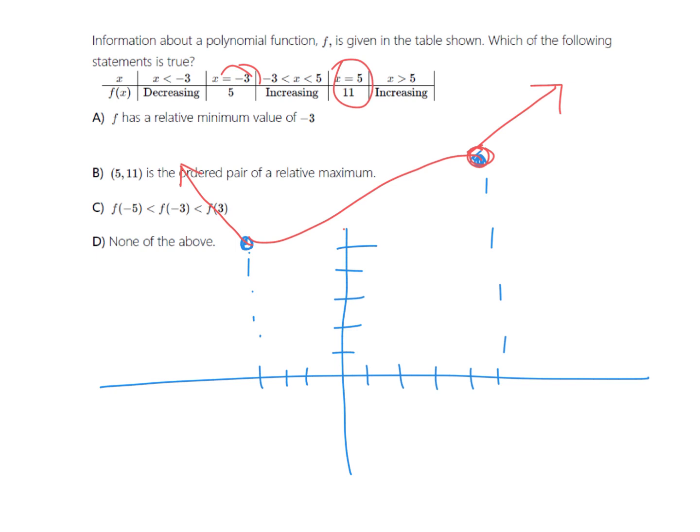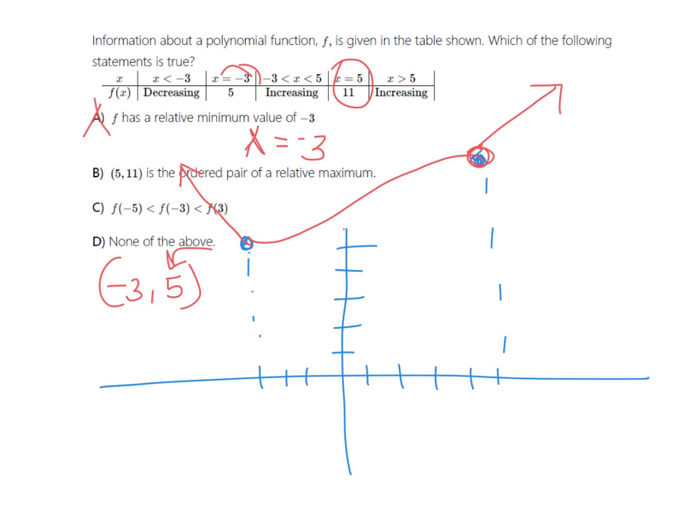Okay, now what do I know? F has a relative minimum at a minimum value of negative 3. Is that true? I think this should say at x equals negative 3. But when it says a minimum value of negative 3, that's not true, because the minimum value at this point is 5, because the coordinates are negative 3, 5. So if I was to talk about the minimum value, then this would be 5 and not negative 3. So I know this one is out.